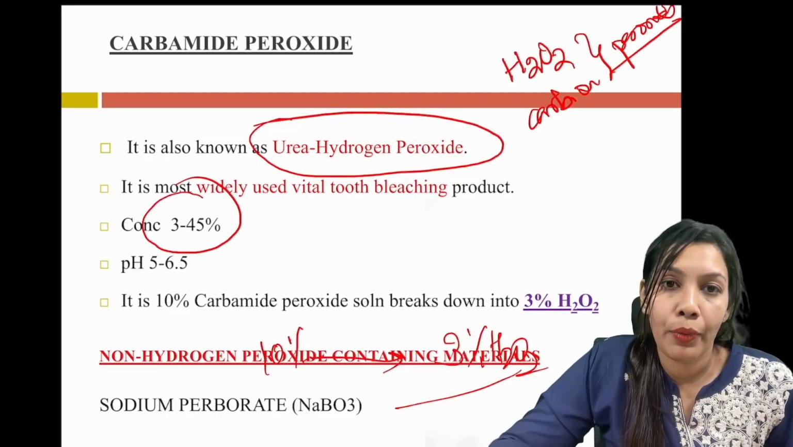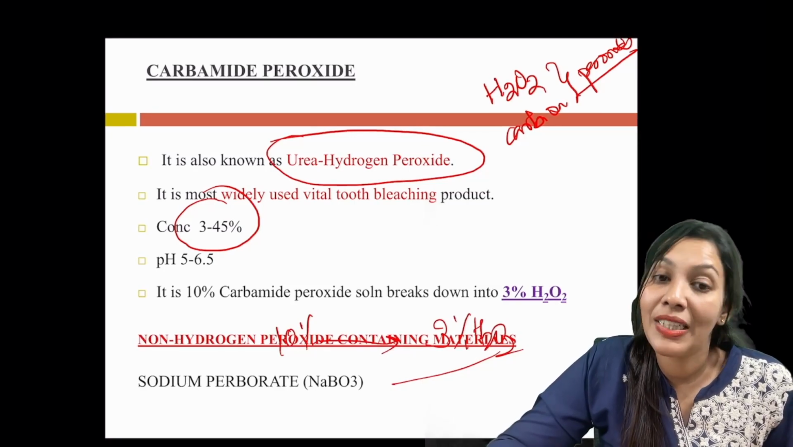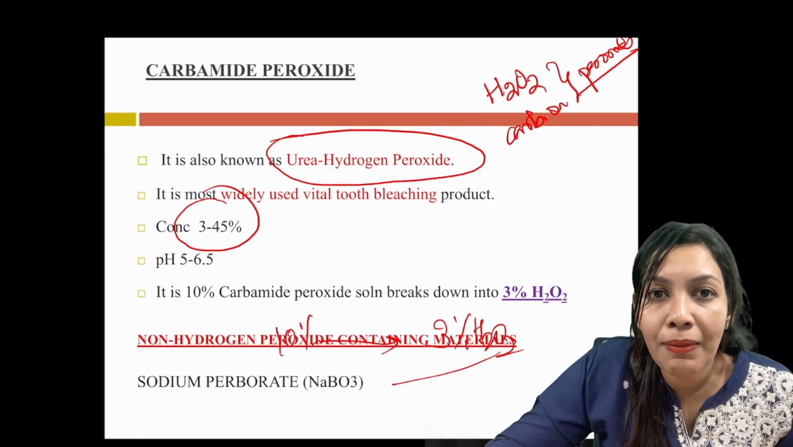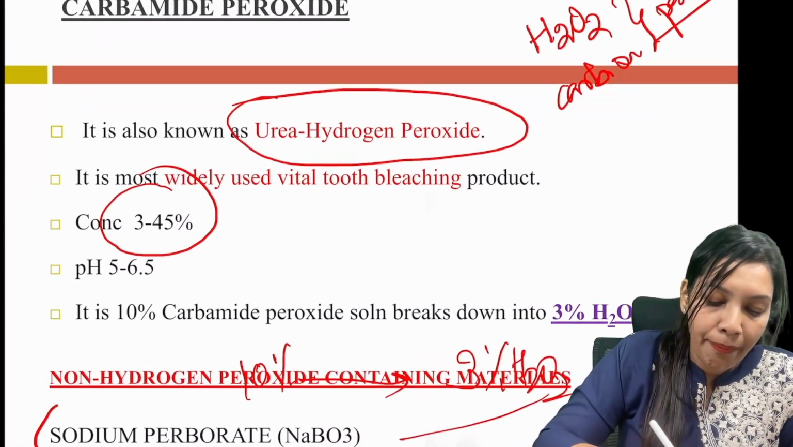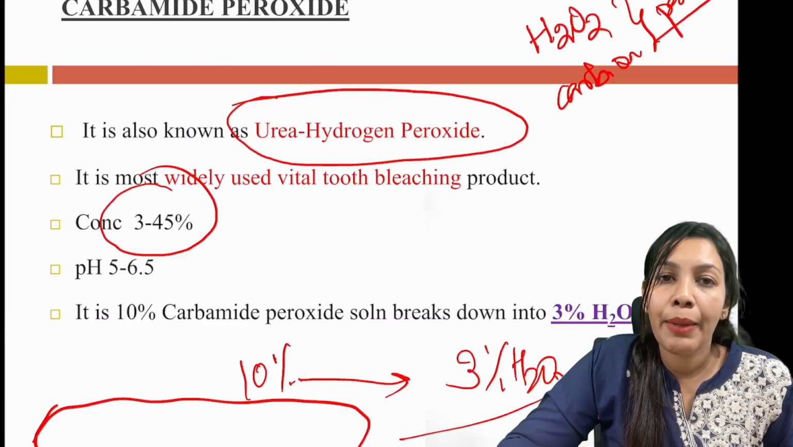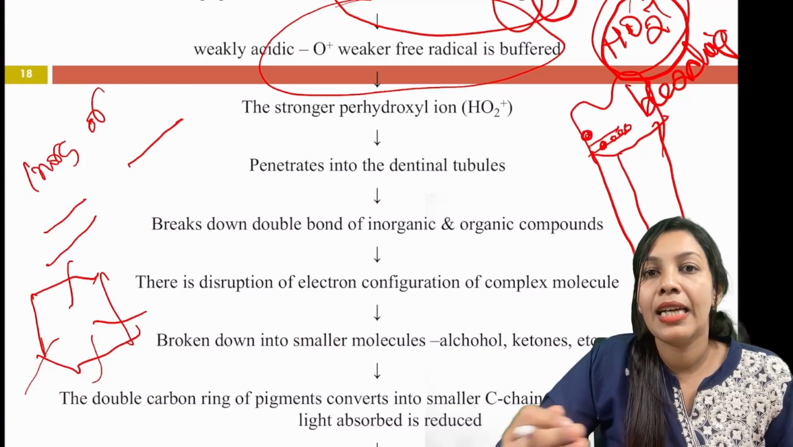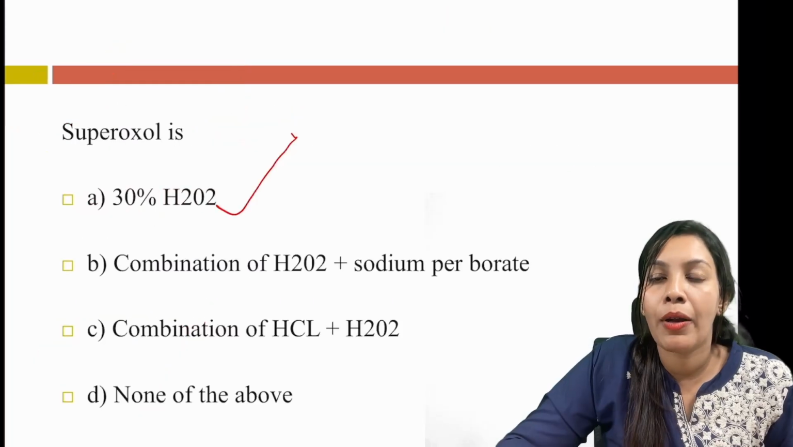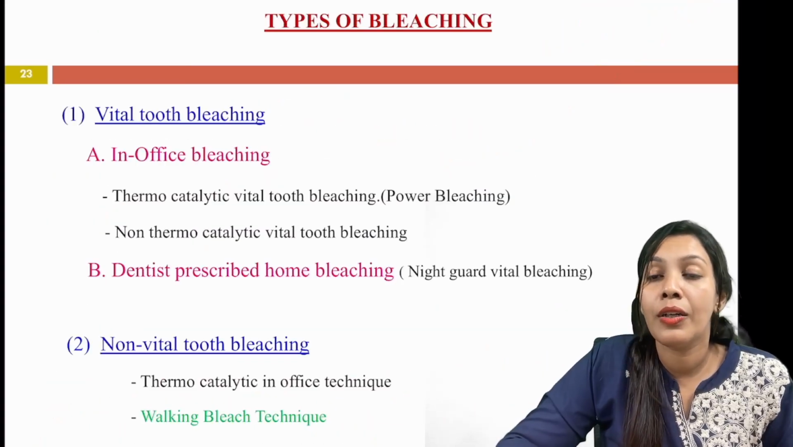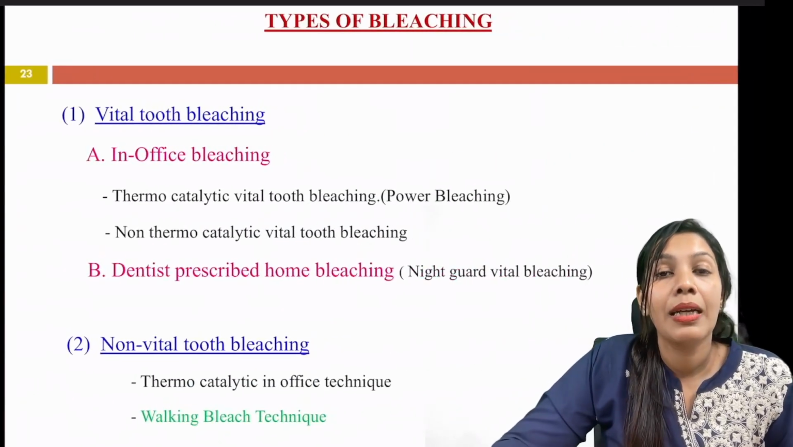Next is sodium perborate. So sodium perborate is not a peroxide derivative. It is a non-peroxide derivative. So a question might be, which is a non-peroxide bleaching agent? It is sodium perborate. Very important, sodium perborate is a non-peroxide material. Now, these were the types of materials used for bleaching, mainly H2O2, hydrogen peroxide. Its derivative is carbamide peroxide, with urea added. A material that is not at all a peroxide is, what? Sodium perborate. Understood.